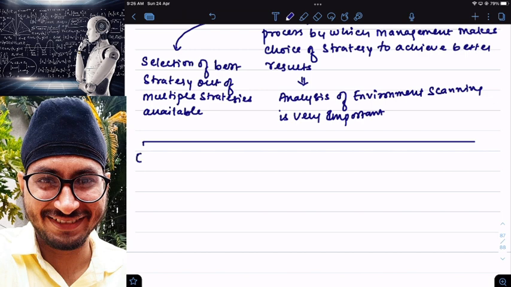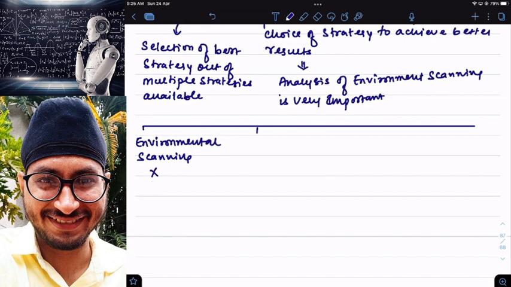4 steps. Step number 1, environmental scanning. This is not there in our syllabus. This we have already discussed. You might have already learned this in CA Foundation. Environmental scanning, chapter number 2.